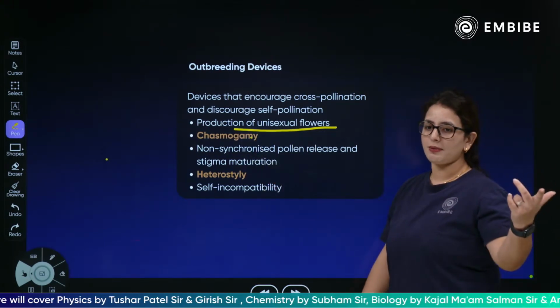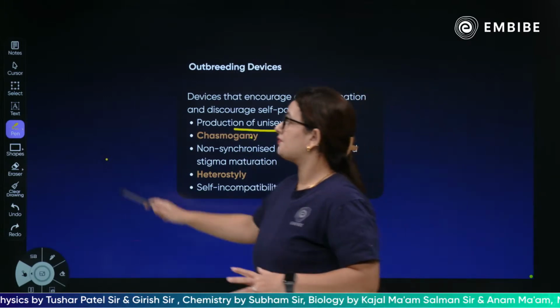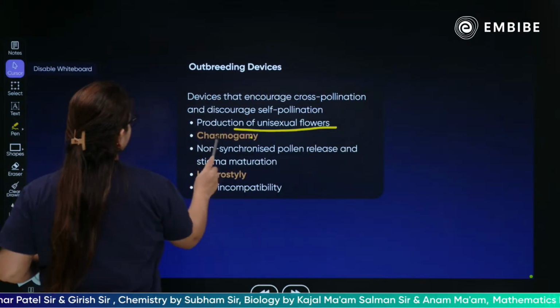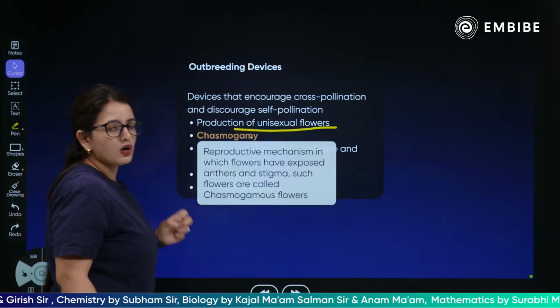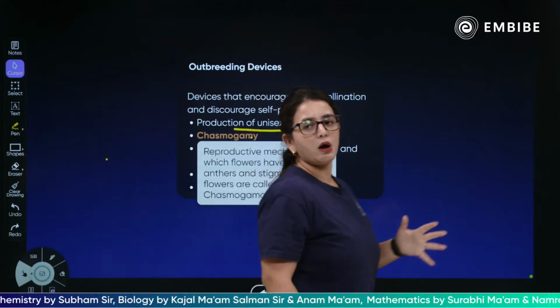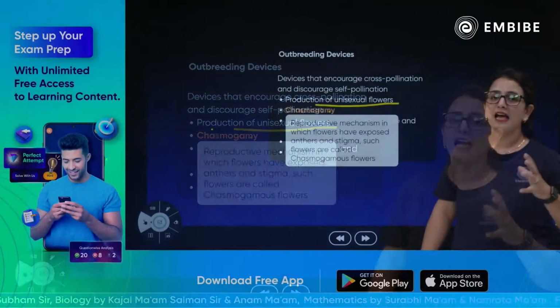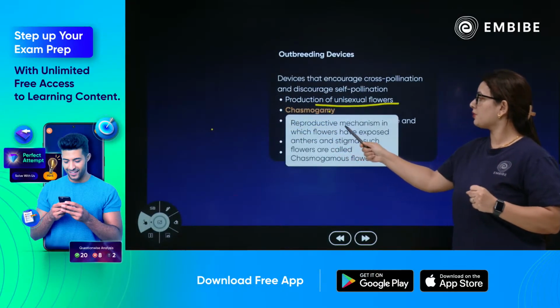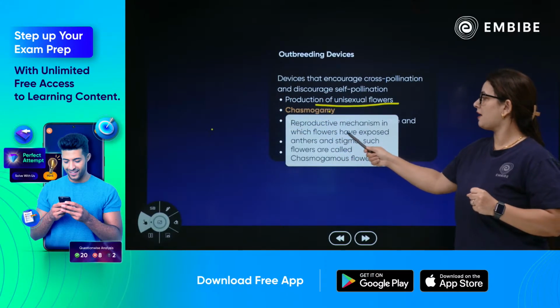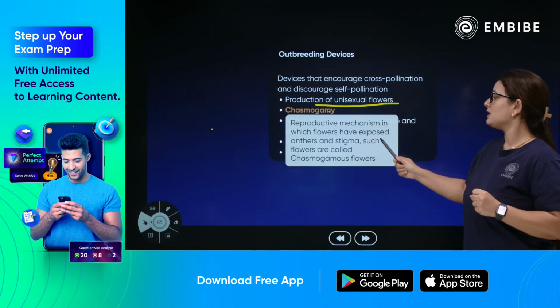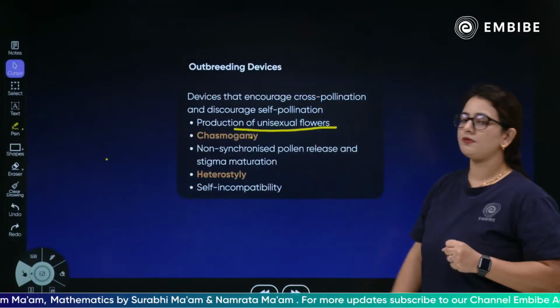You know what are chasmogamous plants? The open flowers. Yes, the cleistogamous are the closed flowers. We have also discussed chasmogamy. What is chasmogamy? In this reproductive mechanism, the flowers have exposed anther and stigma. Such flowers are called chasmogamous flowers.